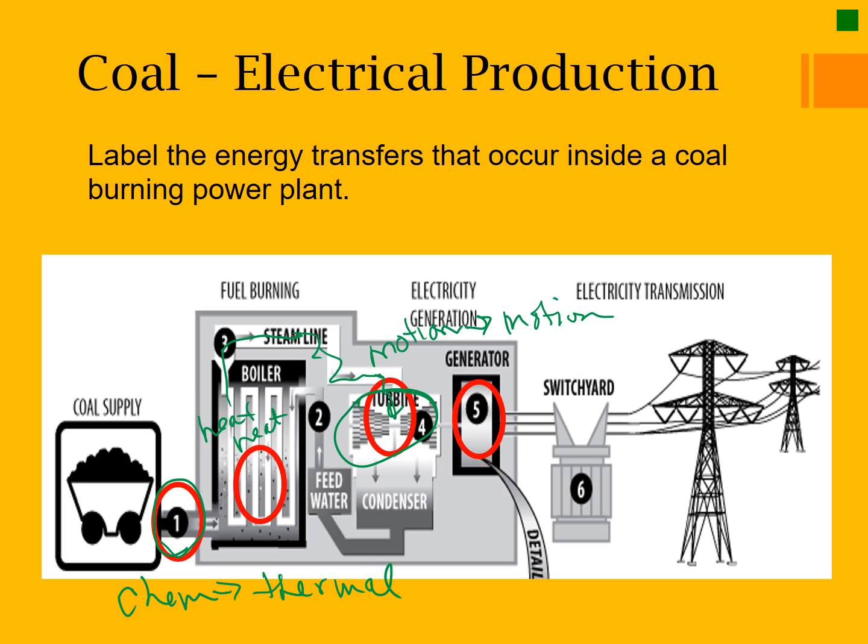The next one is the generator. Once again, we've got this turbine turning a shaft in the generator. So we are going from the motion of that shaft being turned to electrical, because the whole point of the generator is to produce electricity. So we're going from motion to electrical. All right, hopefully you have a basic understanding of coal, and have a great day.